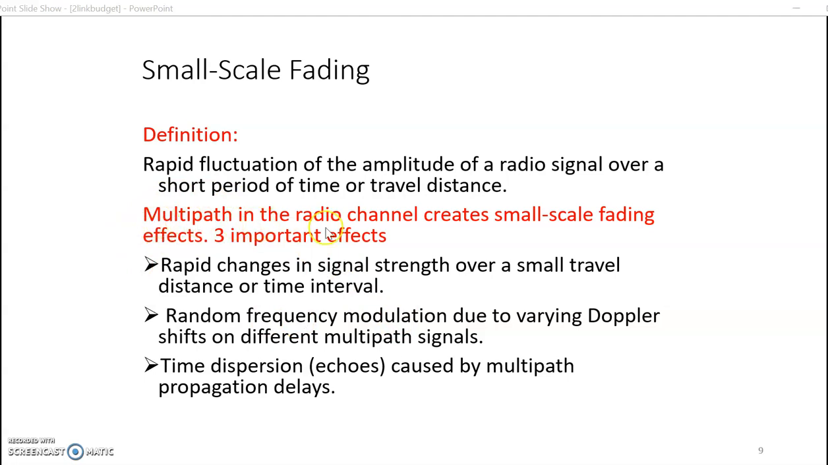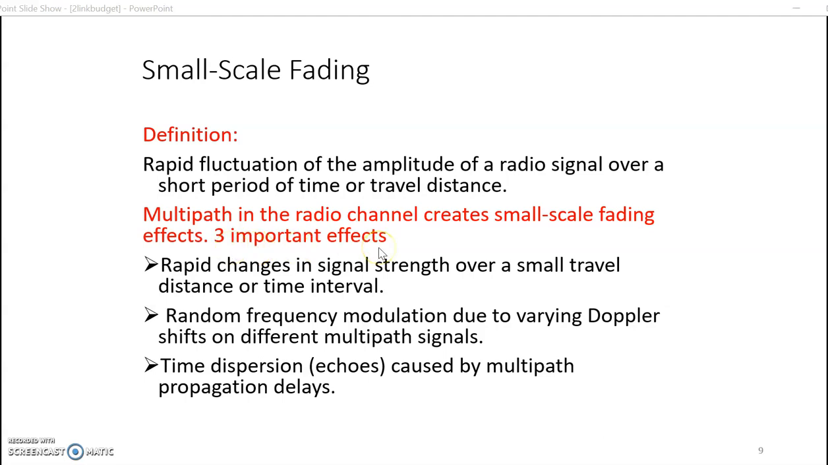So the received signal is the summation of all these signals that are coming from different paths. When they are traveling in the first path, it will be experiencing some sort of attenuation. In the second path, it will be different. So the resultant is also going to change.